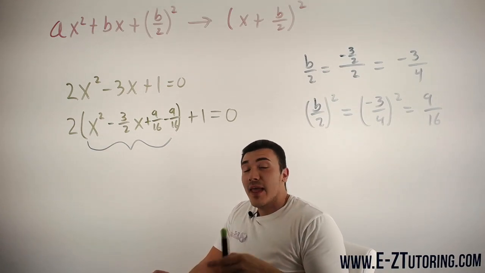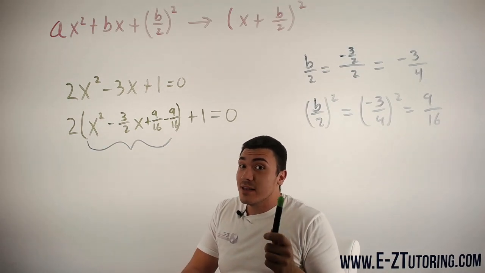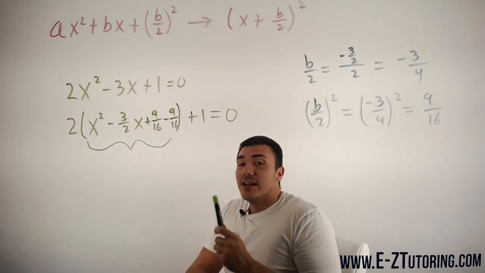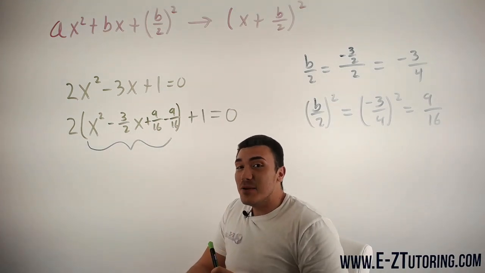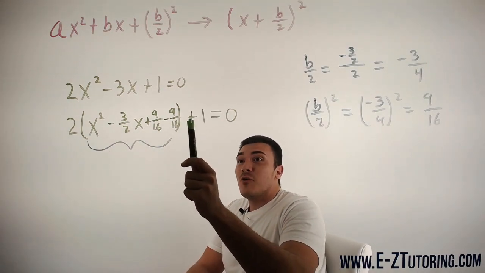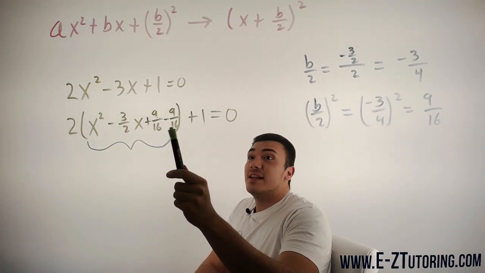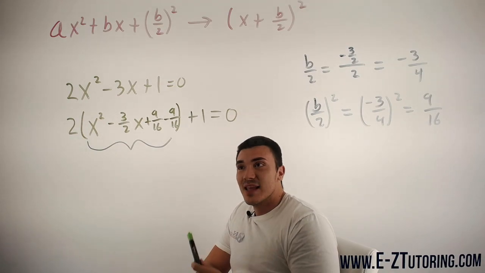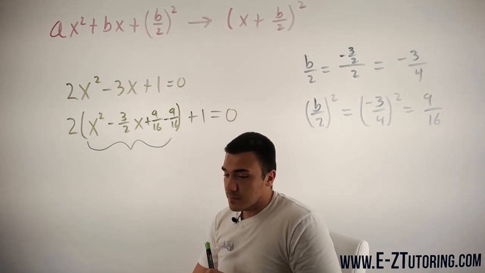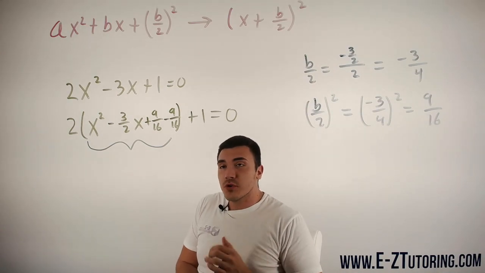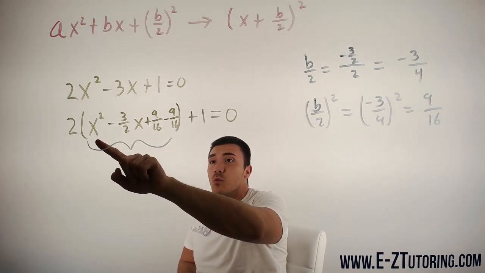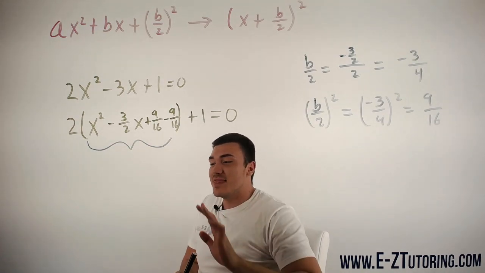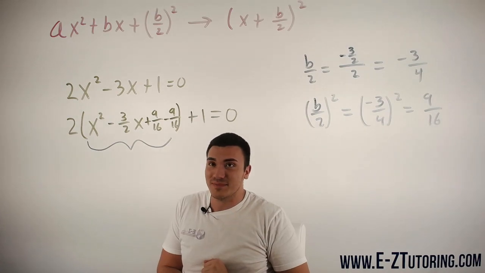It doesn't change anything. However, be very, very, very careful when you add and subtract your b over 2 squared value to add and subtract it inside the parentheses. 9 over 16 inside is different than 9 over 16 on the outside because of this 2. You guys will see what I mean in just a second. So right now, in order to complete the square, we want these 1, 2, 3 terms. We do not want this term. That will not help us complete the square.